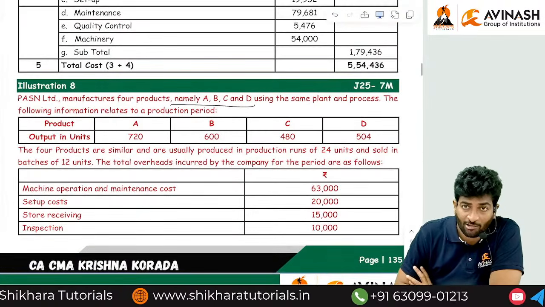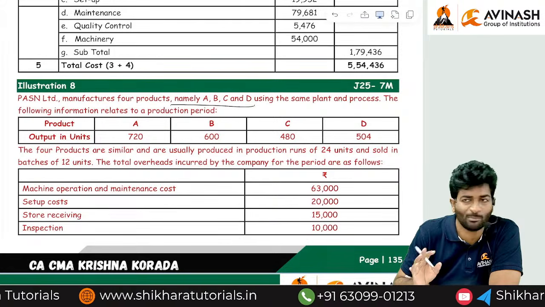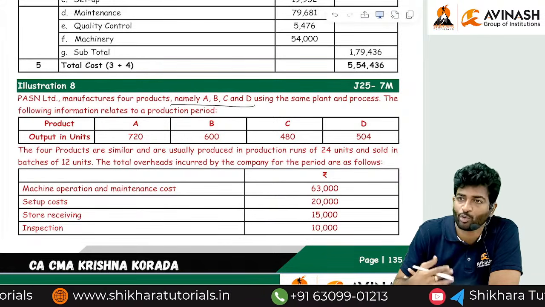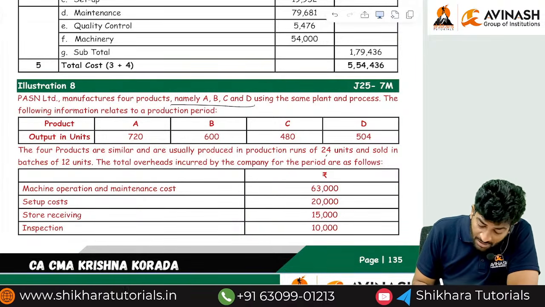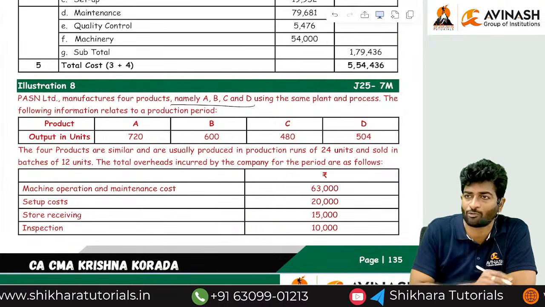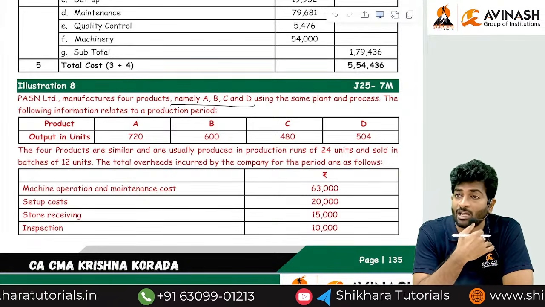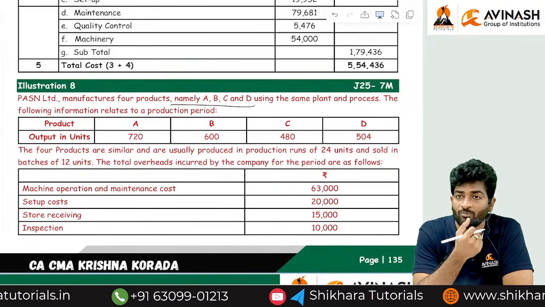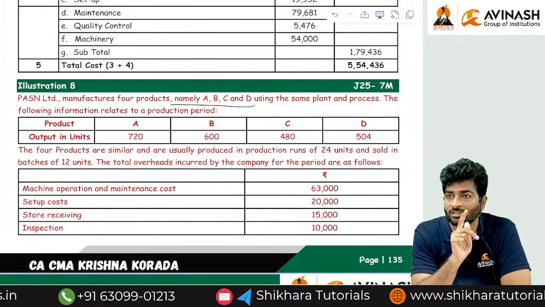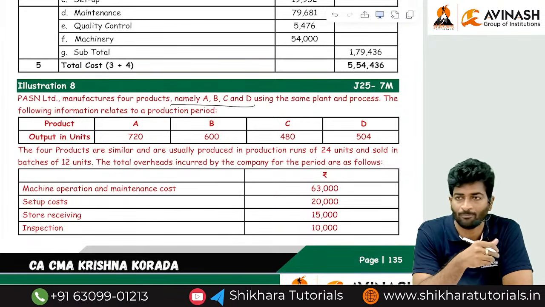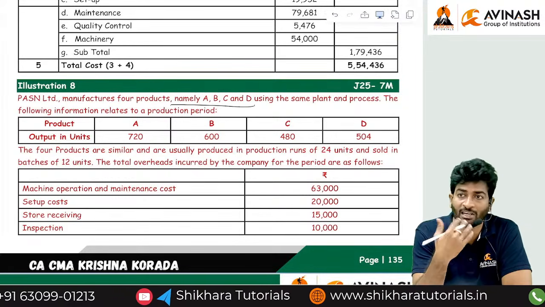In our previous problem, they gave you 1100 orders, and directly you used to calculate the ABC rate. But here in this problem, you need to calculate based on the information. See, production runs are 24 units and sold in batches of 12 units. Please remember, for selling the quantity, they are selling in terms of 12. Here, the term batch is not related to production. The term batch is related to sales.